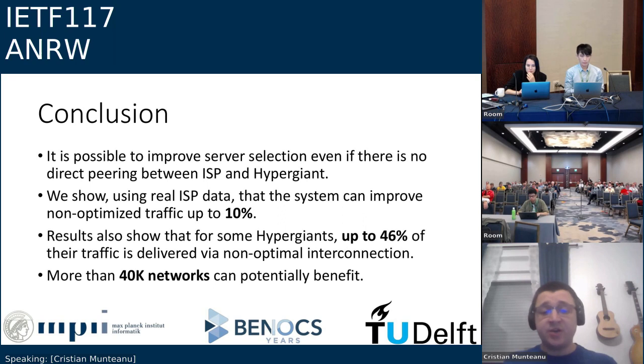Also, our results show that there are discrepancies between the traffic coming from different hypergiants, and for some of them, up to 46% of the traffic is coming over a non-optimal interconnection. And we argue that there are more than 40,000 different networks that can potentially benefit from this system.